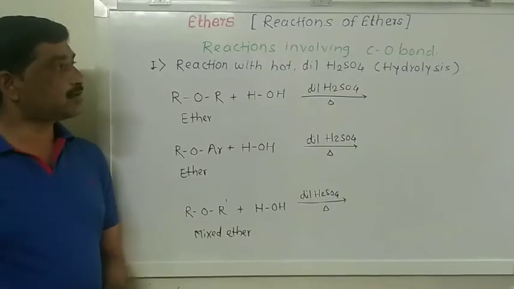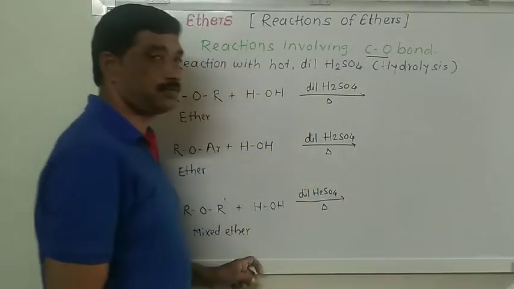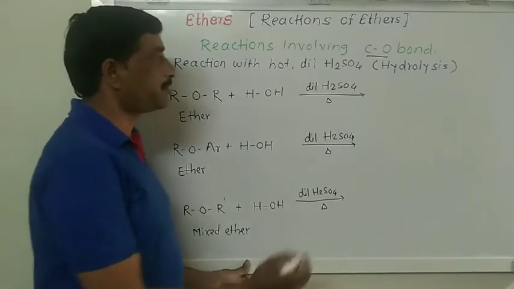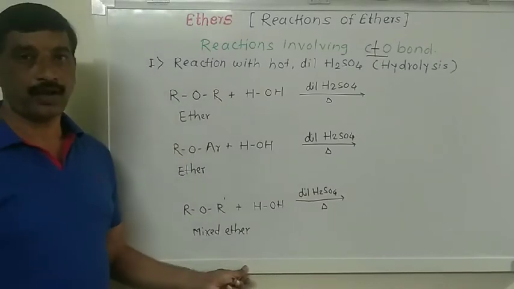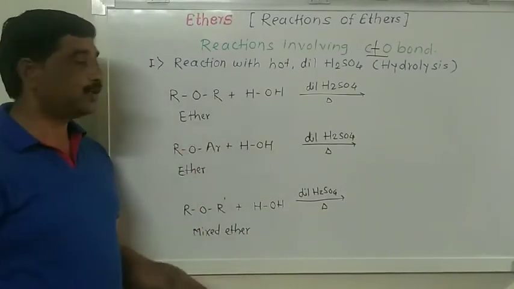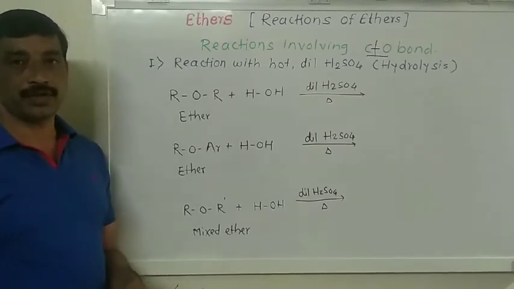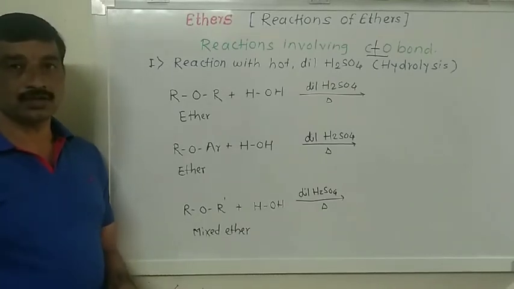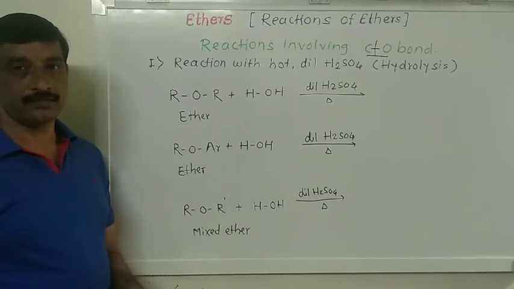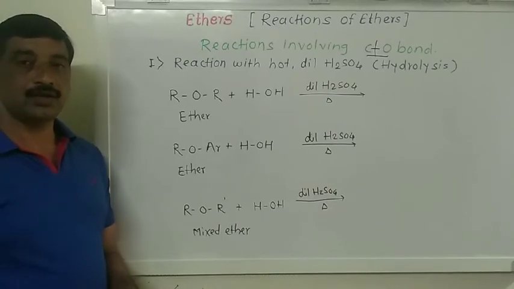The next chemical reactions of ethers are chemical reactions involving the carbon-oxygen bond. In these chemical reactions, there is a breaking of the carbon-oxygen bond between the alkyl group and the alkoxide group of the ether. Such chemical reactions are known as reactions involving breaking of the C-O bond. The first reaction we consider here is the reaction of ethers with hot and dilute sulfuric acid. When ethers are reacted with hot and dilute sulfuric acid, they undergo hydrolysis to form alcohols.